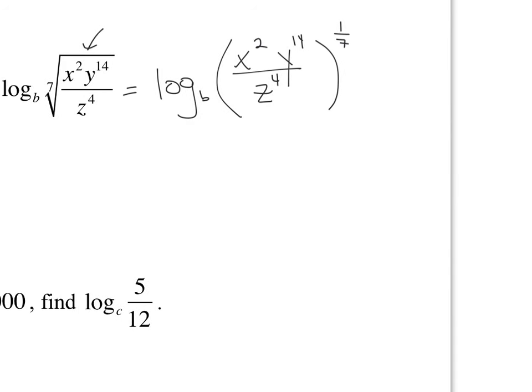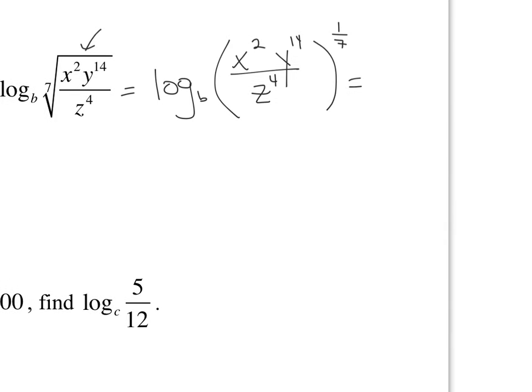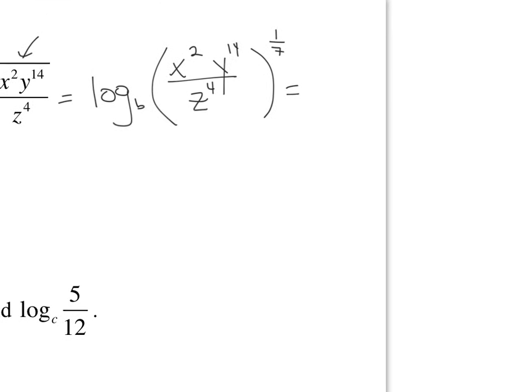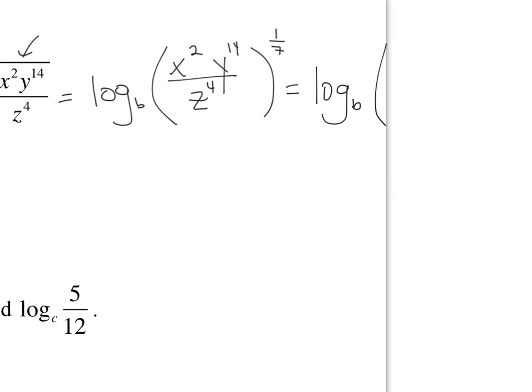And then the next step, again, properties of exponents, I'm going to take this 1/7 and multiply it by all of my exponents. So we will have log base b. And then here, when I multiply 2 times 1/7, I'll have 2/7. And then 14 times 1/7 is 2. And then in the denominator, when I multiply that exponent 4 by 1/7, I'll get 4/7.